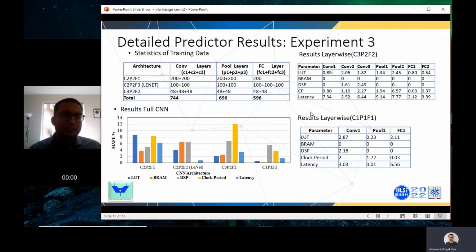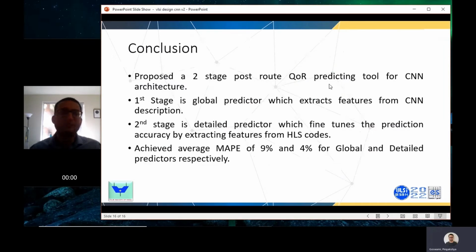Later, when we map these results to the top module, in the top module also we achieve less than 10% error for all the 4 CNN architectures. So basically, in this work, we proposed a 2-stage post-route QoR estimation tool for CNN. The first stage is a global predictor which extracts features from the CNN description, and the second stage is a detailed predictor which extracts features from the HLS code. We achieve a mean absolute percentage error of less than 9% and 4% respectively for the global predictor and detailed predictor. Thank you.